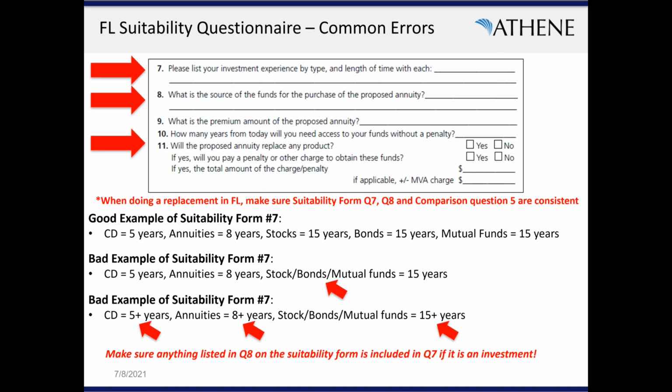Well, the reason we know something's wrong is an annuity is an investment. If we are getting money from an annuity contract, that means they have investment experience with an annuity. Annuity has to be included in question 7. So we have to make sure everything is consistent. If the source of funds coming to Athene is an investment and not included in question 7, we have to NIGO for it.